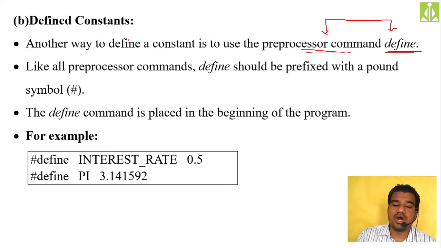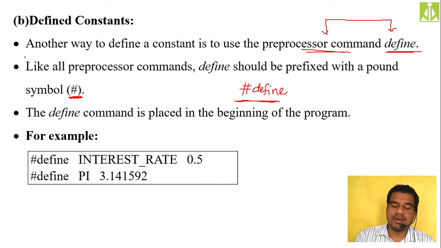Like all preprocessor commands, define should be prefixed with a pound sign. Pound sign means this hash symbol. All the preprocessor commands have to be prefixed with this pound symbol, hash symbol. So we write it like this, hash define. This preprocessor command is used in order to define the defined constant.